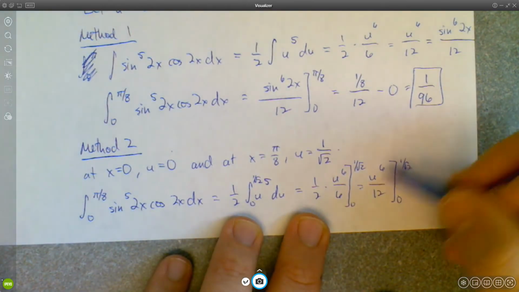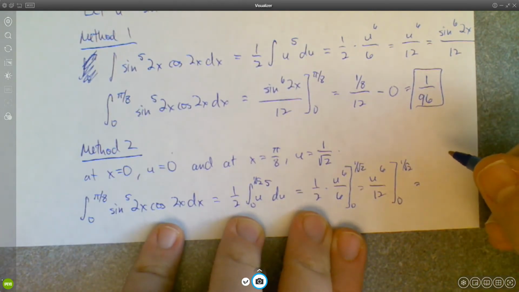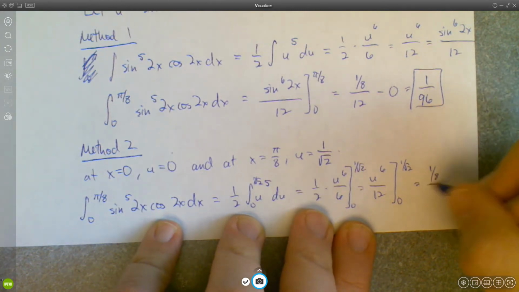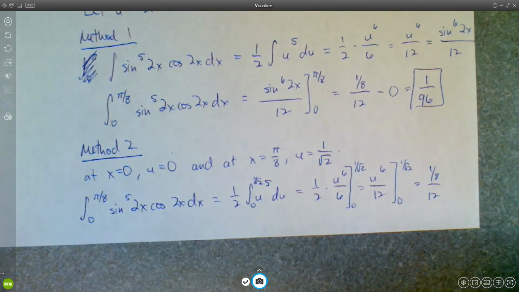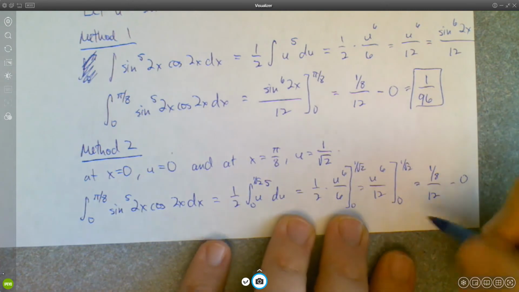So then you can plug in 1 over root 2. 1 over root 2 to the 6th power: root 2 to the 6th power is 2 cubed, which is 8, so it's 1/8 over 12. I know I already went through that, I just wanted to double check my math. And then if you plug in 0, of course you get 0. So again, you get 1 over 96.